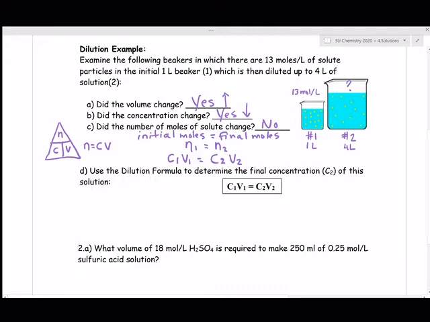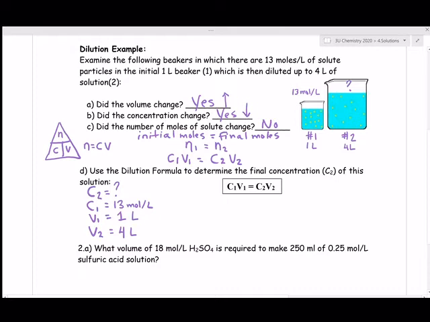So final concentration, C2 or CF, that is our question. Initial concentration, I told you it was 13 moles per liter when we started with the small beaker. The initial volume, just to make life easy, was 1 liter in that beaker. And then the final volume, we poured it into a different container, but then we topped it up with water, and we ended up making 4 liters.